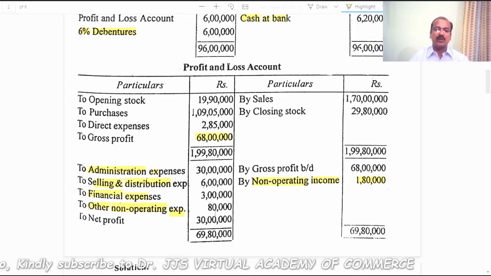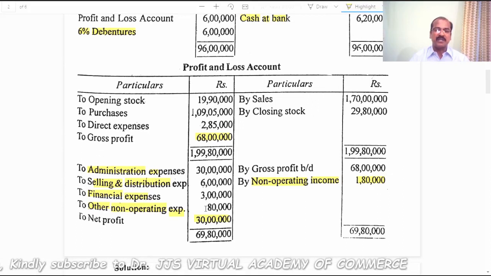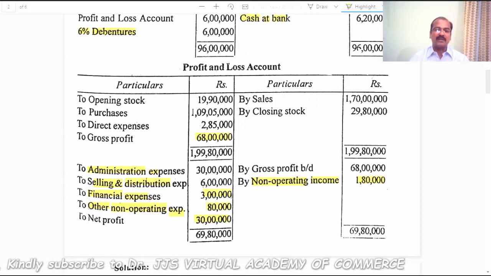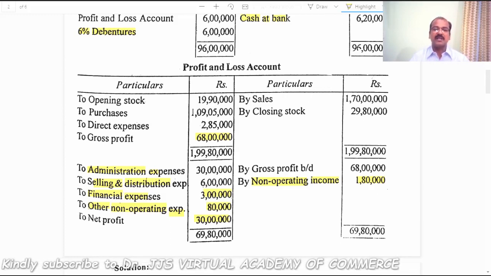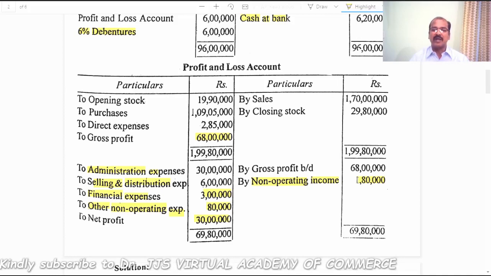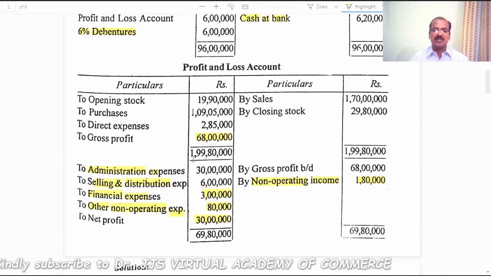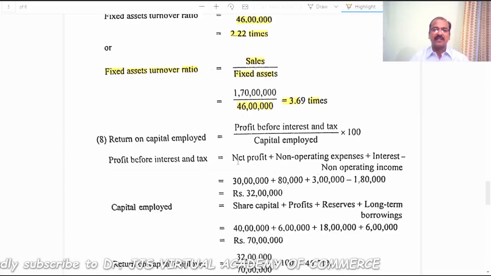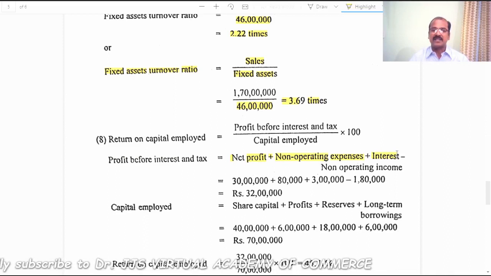Or else what you can do, take net profit 30 lakhs. You add this non-operating expenditure 80 lakhs. You also add the 3 lakh rupees of financial expenditure, which is nothing but a non-operating expenditure. Now you deduct the non-operating income 1,80,000, you will get the balance as 32 lakhs, which is nothing but operating profit. I think they have followed the second method which I explained. Net profit plus non-operating expenses already deducted plus interest minus non-operating income. It will give you the answer of 32 lakh rupees.